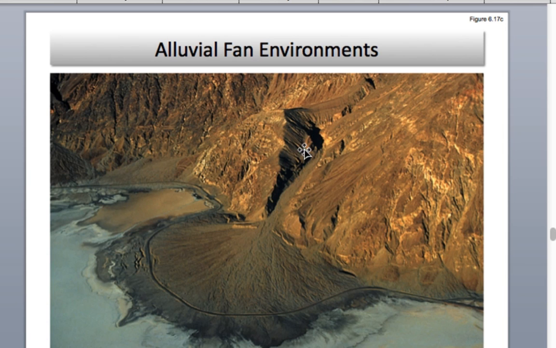So when the stream is moving through here, it's carrying particles. It can move them, and then once it enters here, it spreads out, and the water loses its energy and drops those particles here in this fan-shaped pile. So again, we're narrow mountain valley or narrow mountain stream opens up to a much wider valley.